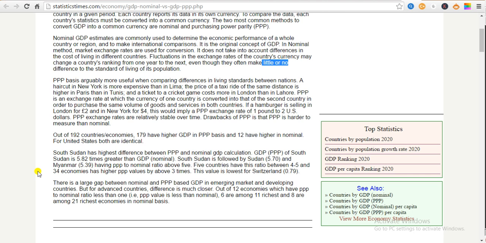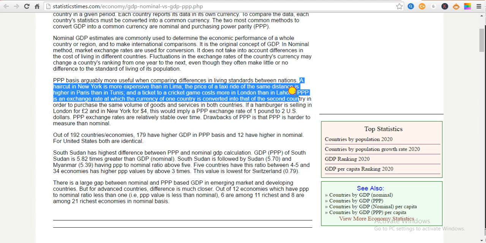So yeah, and this is the most important stat in the world. So let's just keep that in perspective. All right, moving on. PPP basis arguably more useful when comparing differences in living standards between nations. A haircut in New York. So this is an example of the precision that we're looking for when we're analyzing nations, currencies, and economies. So we'll be looking at things like this, okay?